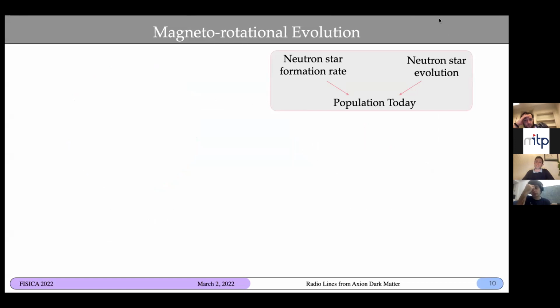Now we need to actually consider in reality the total evolution, or the population synthesis, of the larger neutron star population that exists in the galactic center. You can do this by breaking it up into two parts. You can try to understand the neutron star formation rate on one hand, and on the other hand, you can try to understand the neutron star evolution. And together between the two of these, you can then seed the neutron stars, you can evolve those neutron stars, and you can understand what the population looks like today.